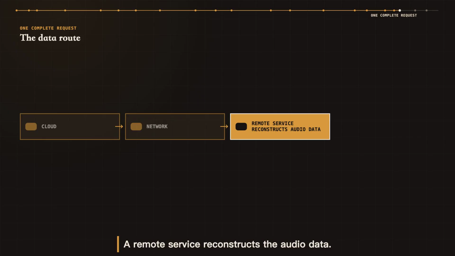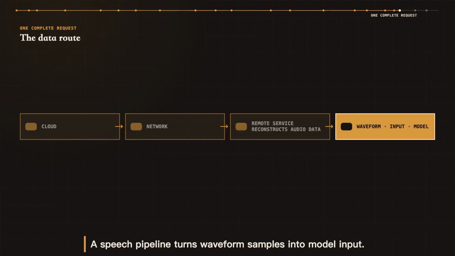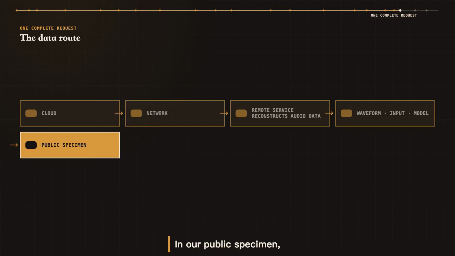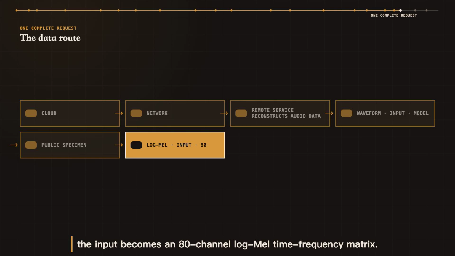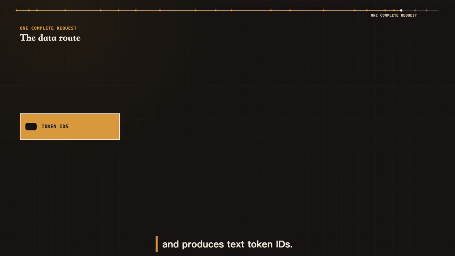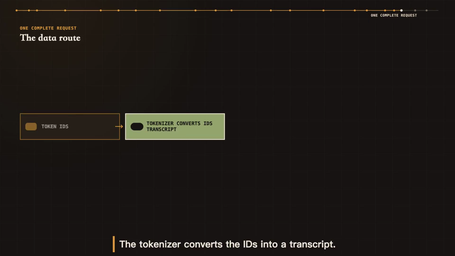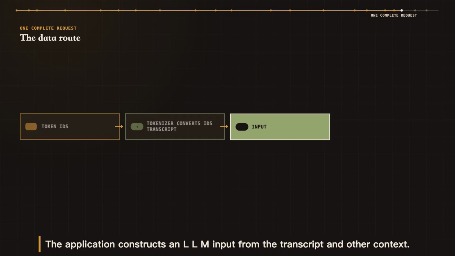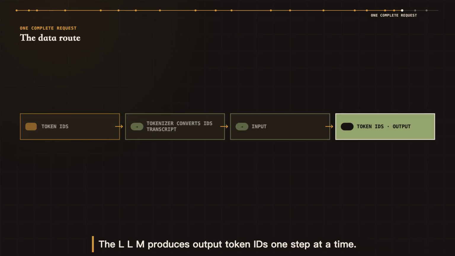A remote service reconstructs the audio data. A speech pipeline turns waveform samples into model input. In our public specimen, the input becomes an 80-channel log-mel time-frequency matrix. The speech model executes numerical operations using learned weights and produces text token IDs. The tokenizer converts the IDs into a transcript. The application constructs an LLM input from the transcript and other context. The LLM produces output token IDs one step at a time.